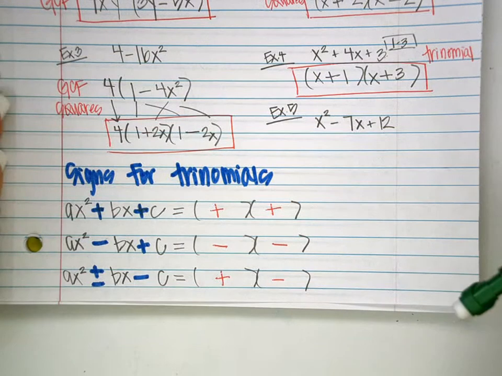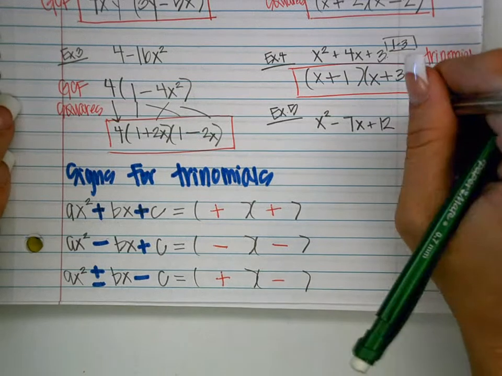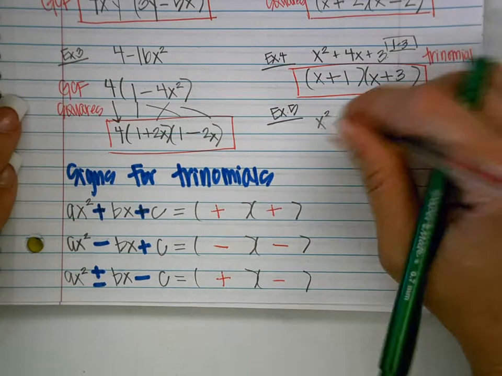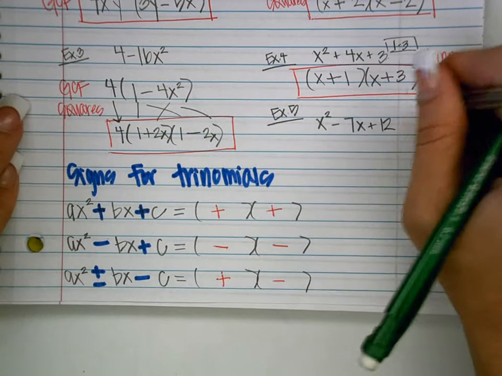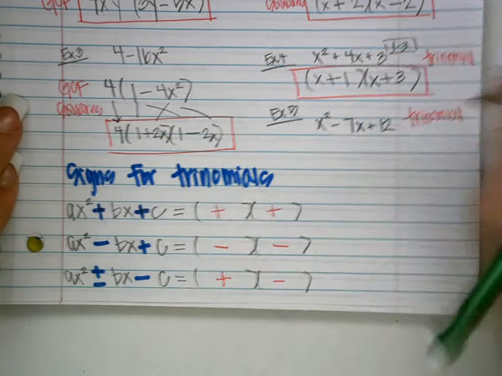Automatically, the first thing you should look for is a GCF. Is there anything that all of these parts have in common? No. So if you look on your chart, it has 3 terms. So what's the only kind of factoring I could do here? Trinomial. That's the only kind.